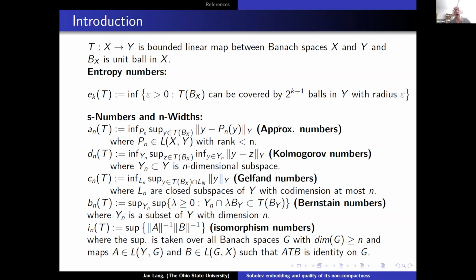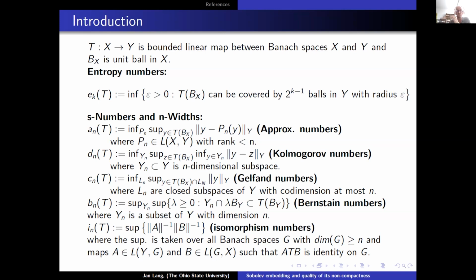One quantity is called approximation numbers. By this we understand the following. We take the map T, and we try to approximate it by operators with rank at most n or n minus 1. Which means you are looking for the distance of your map T from all linear operators with rank less than n. This is called an approximation number. Another quantity which is used is called the Kolmogorov number. Roughly speaking, what will the Kolmogorov number do? You will take the image of the unit ball, which I mentioned before.